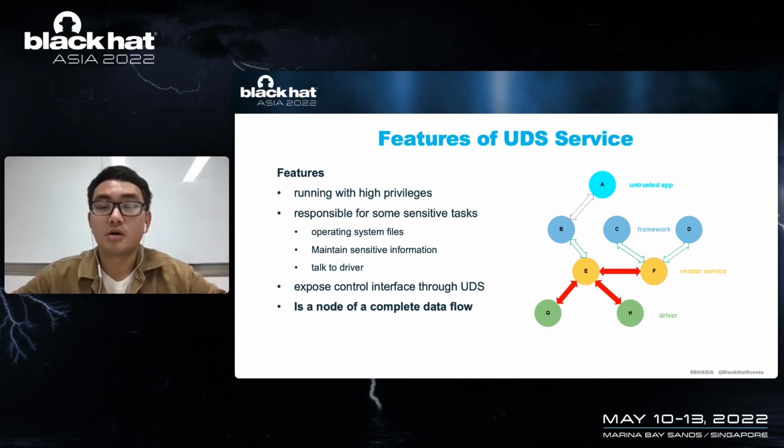The second is an important but easily overlooked feature. These services are usually a node of a complete data flow diagram, as shown in the figure. In a complex module, various IPC methods connect multiple processes at different layers. The UDS is just one of them. There are many paths to attack a UDS service. You can use an upstream node to forward the attack payload, which will work in multiple scenarios.